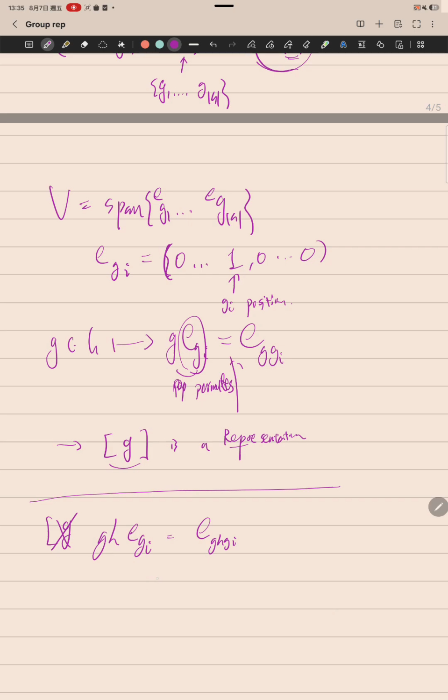And this is the same as applying rho of GH upon E of GI. Now I want to say this is the same as this, and this is E of HGI, so this is E of GH GI. Okay, so this is trivial.